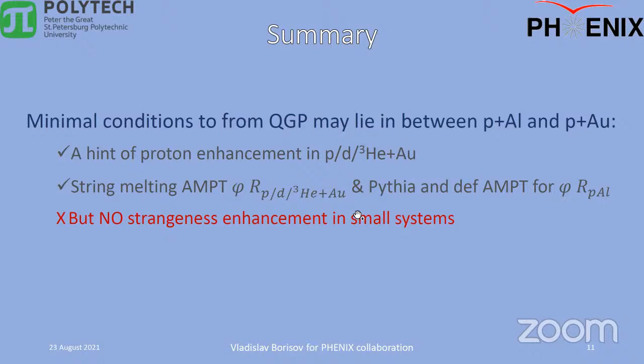We are looking forward to obtaining anisotropic harmonics and direct photons in proton-aluminum collisions to reveal the minimal conditions to form QGP. That's all I have for the day. Thank you for your attention.